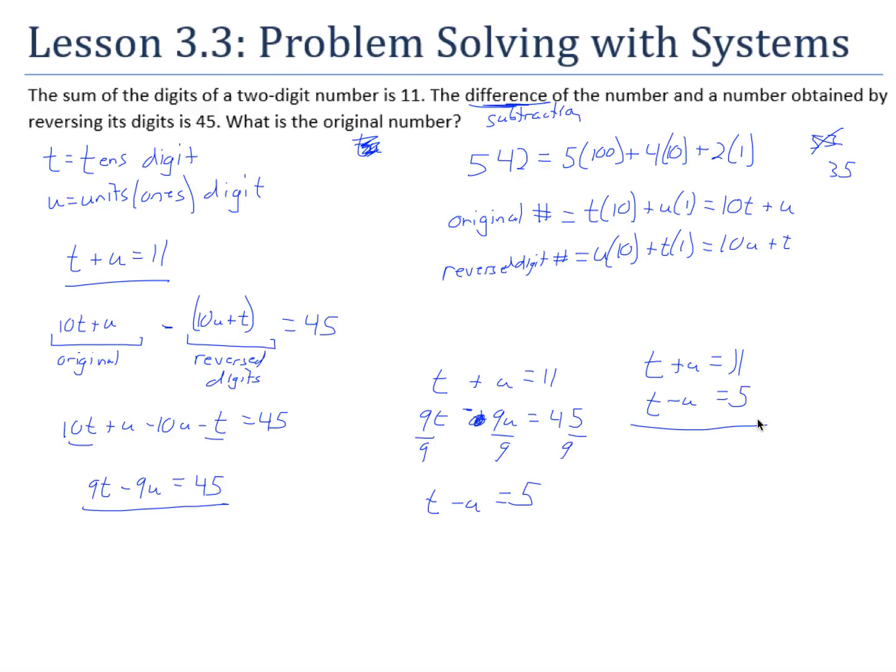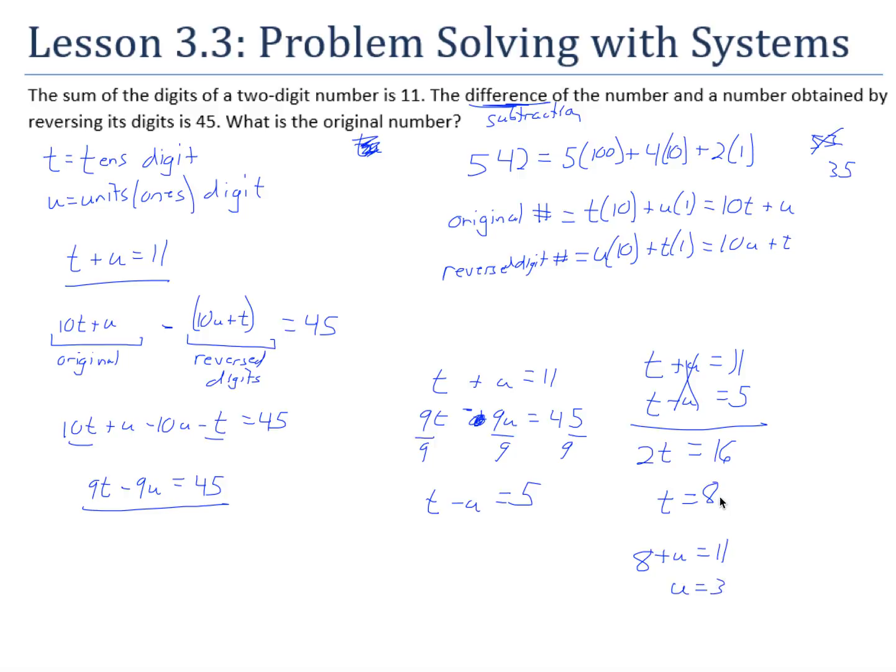This is set up wonderfully for elimination. So we can do t plus t is 2t. U minus u, that eliminates, equals 11 plus 5 is 16. Divide both sides by 2. T equals 8. Well, we found t. Let's come back to one of our originals. Let's come to this one. T is 8 plus u equals 11. Subtract 8 from both sides, and u equals 3.